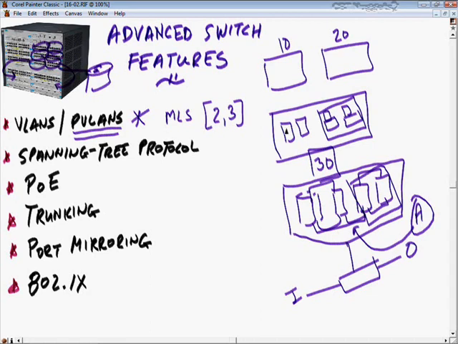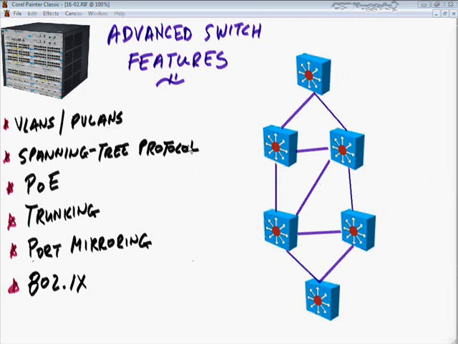Now, a second advanced feature, which is a basic feature of switching, is the spanning tree protocol. And spanning tree protocol has one service and one primary function only, and that is what we call loop prevention. I'm just going to type loop prevent here. I'm going to go ahead and clean up my screen real quick. Let's talk about spanning tree protocol, or STP, here.